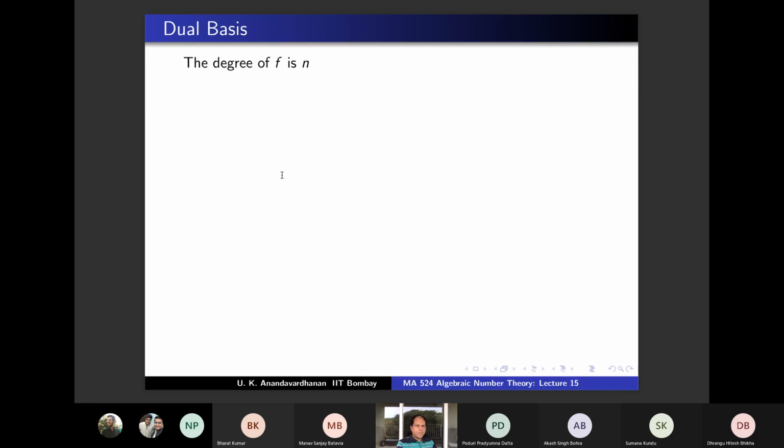So let's prove that. The degree of f is n, because K(alpha) over K has degree n and f is the minimal polynomial. So the degree of f is n and therefore it will have n distinct roots. Why n distinct roots? All the roots are distinct, right? Because it's separable. Okay, so it will have n distinct roots and that we are going to use. So let's call them alpha 1, etc., alpha n. The alpha_i are distinct, and there are n of them.